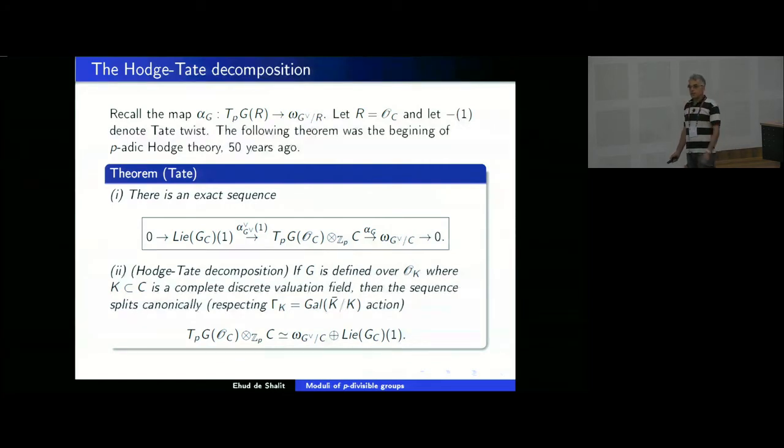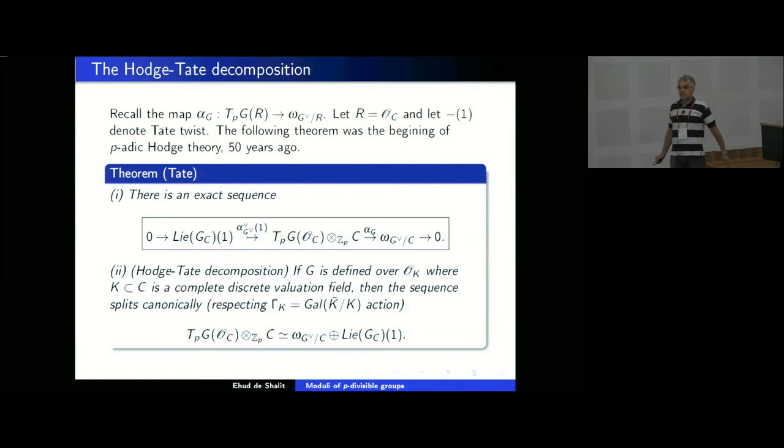The middle term is a vector space of dimension h. The quotient here has dimension d with our notation. The dimension of the Lie algebra is the dimension of the p-divisible group. And the dimension of the dual p-divisible group is h minus d. So the dimensions add up correctly, at least.